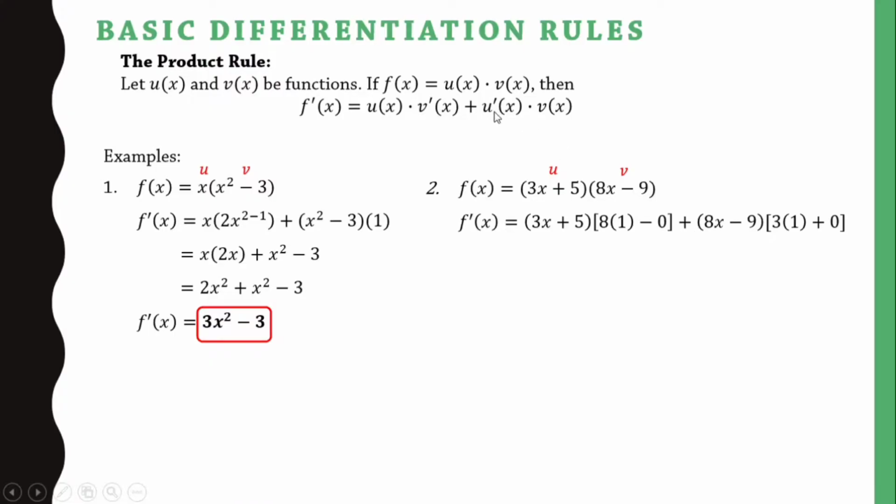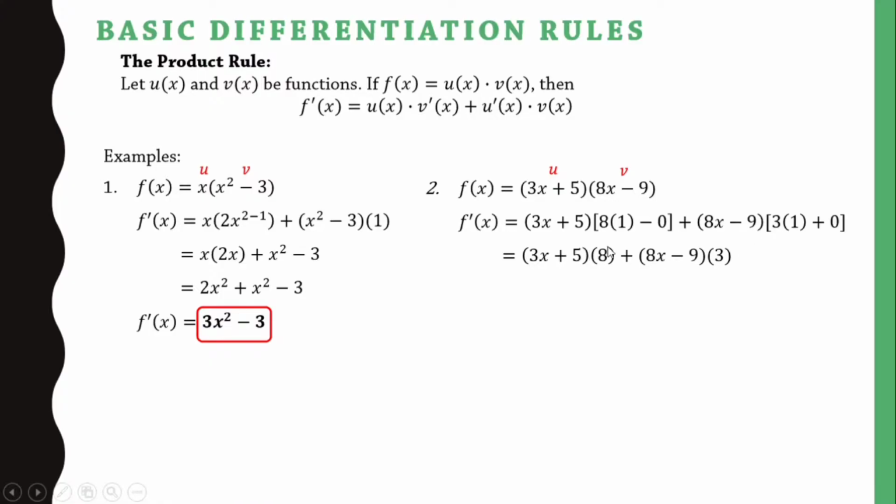plus u prime of x, okay? So that is, we get the derivative of 3x plus 5. So that's 3 times 1 plus 0. And v here is, simply copy 8x minus 9. So simplify, that is 3x plus 5 times 8 times 1 is 8 minus 0, that's still 8, plus 8x minus 9 times 3 times 1 is 3 plus 0, that's still 3.